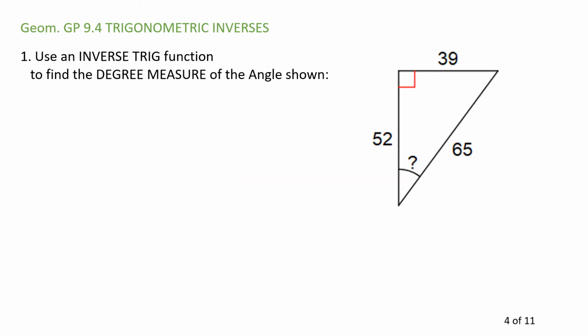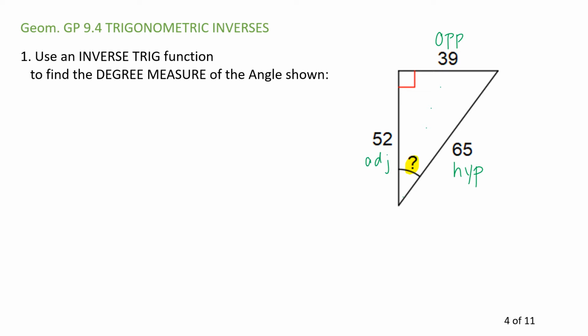So with that in mind, number one says use the inverse trig function to determine the degree measure of the angle shown. I'm looking for this angle. It looks like it could be, I don't know, maybe 37 degrees or maybe 40 degrees. So what I need to do is figure out what I know. I'm standing here. This is my hypotenuse. This is my opposite, because it's over, and this is adjacent because it's attached.